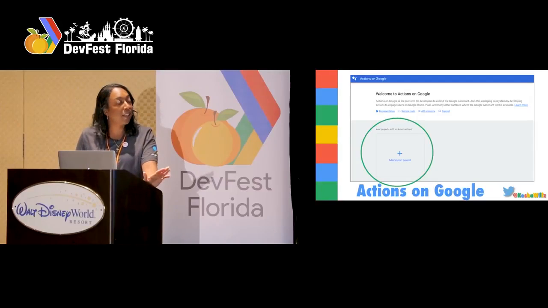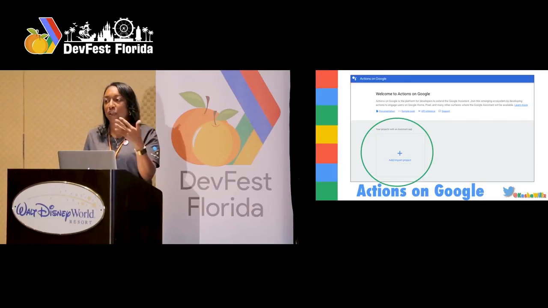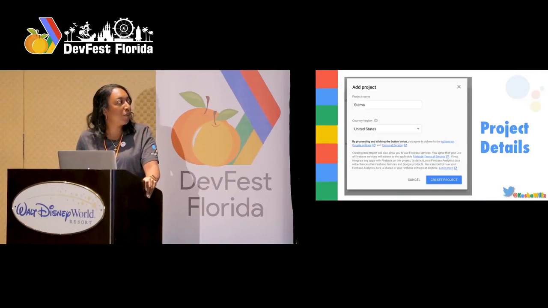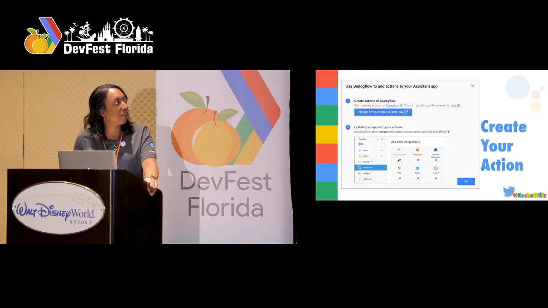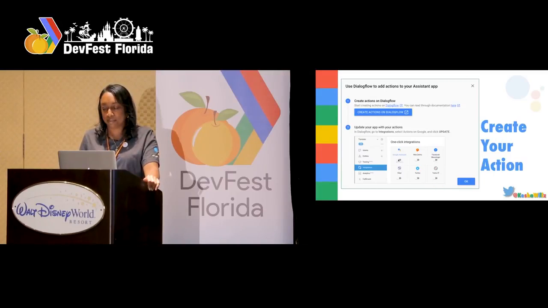Now, the project lets you define metadata, and it also lets you track your app through the approval process. Once you click on creating a project, you just enter very simple project details, like the name, the country, region, etc., and you click Create Project. Then you'll see a screen that looks like this. So now it's time for you to create your action using Dialogflow.